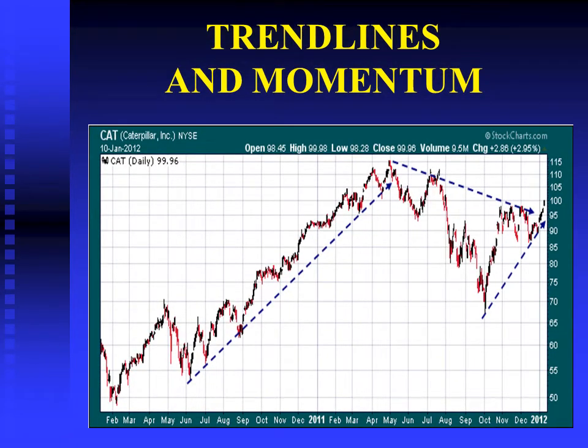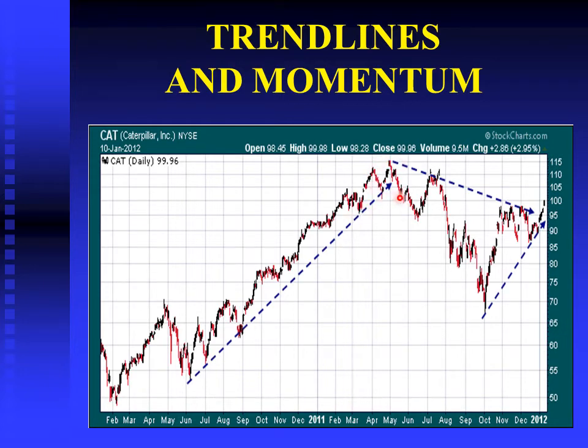This is another example for Caterpillar. It goes the same period of time, 2 years, and as you can see, this trend line covers almost a year, and notice how it connects this point here, this point, and eventually this point.